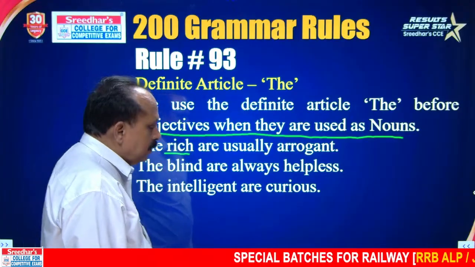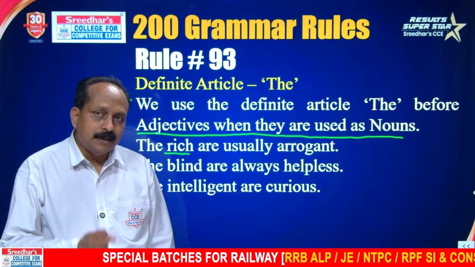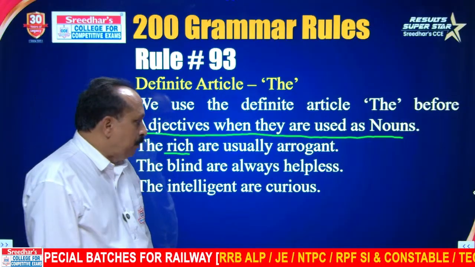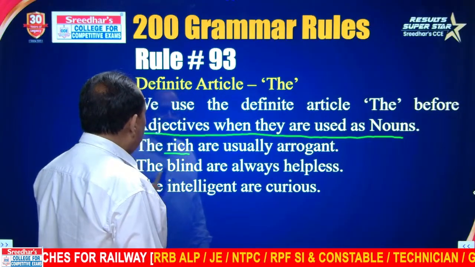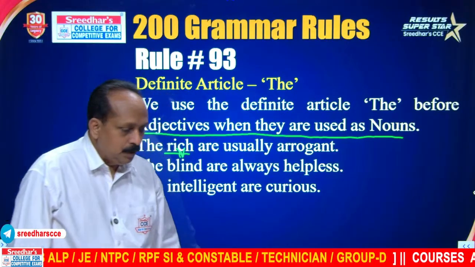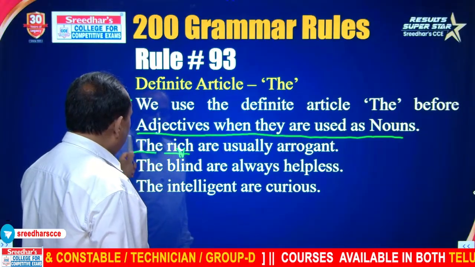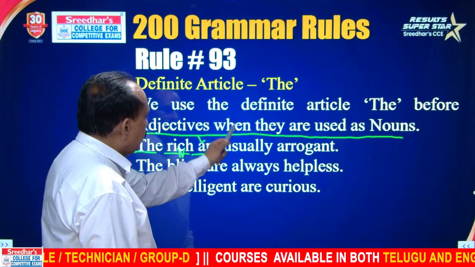When we say he is a rich man, in this example rich is an adjective. But when we say the rich are usually arrogant, an adjective has been used as a noun. Then we should use a definite article the, and the verb should be in the plural form.